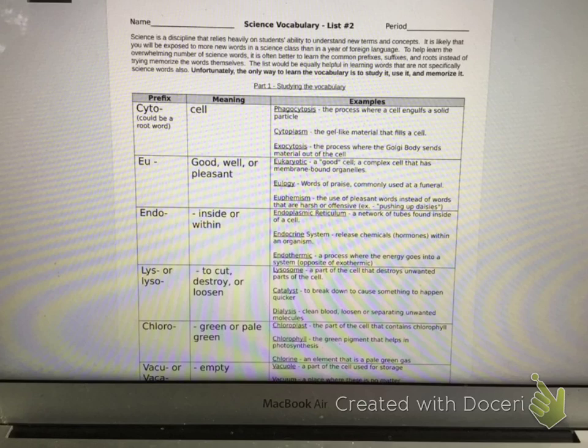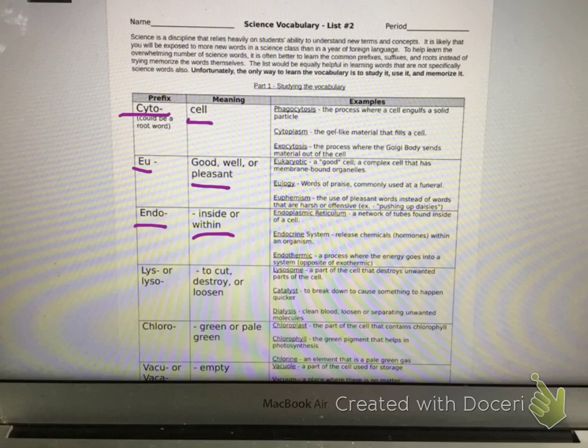So you can take your prefixes like cyto and endo, and you can make flashcards where you have those, and on a different card you put cell, good, well, or pleasant, inside or within, and you could face them down and away from you and play memory with them. Or flashcards, as in you put cyto on one side, cell on the other, for you to memorize them.